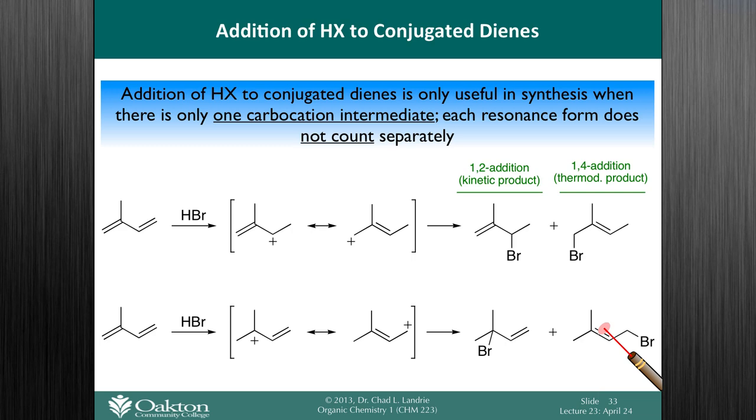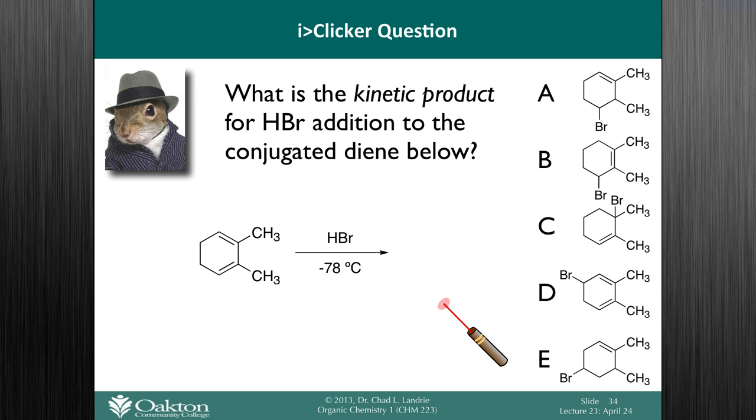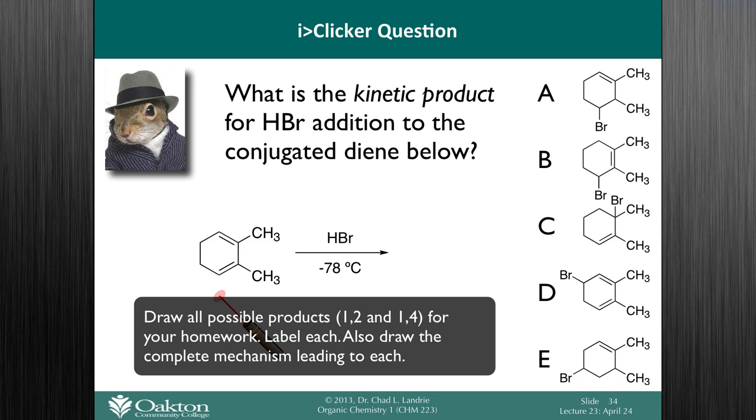All right, now see if you can decide. What is the kinetic product for HBr addition of this conjugated diene? Is there only one kinetic product, or are there two? Draw the mechanism for this reaction, and then predict the product.